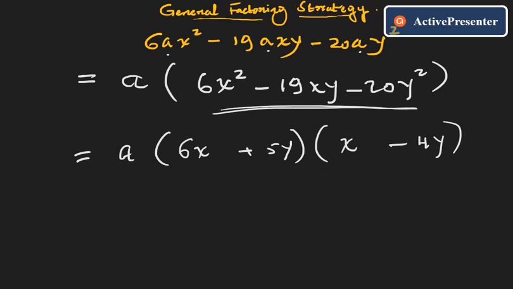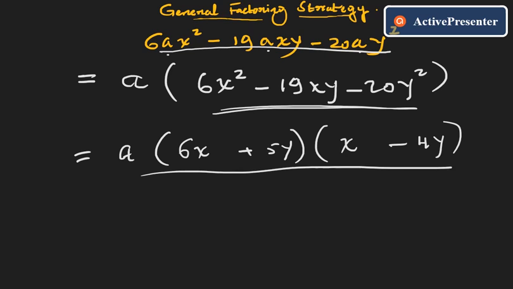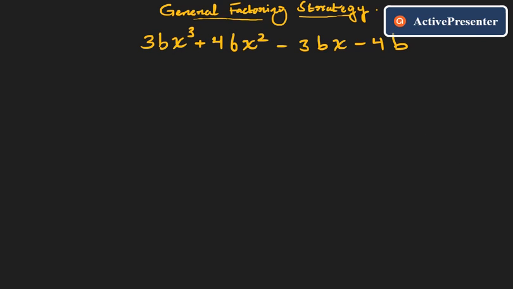Now check, can you factor this more? No. Then your factorization of this polynomial is this, and you are done. Another question. We have 3bx cubed minus 4bx squared minus 3bx minus 4b. So how to factor this?